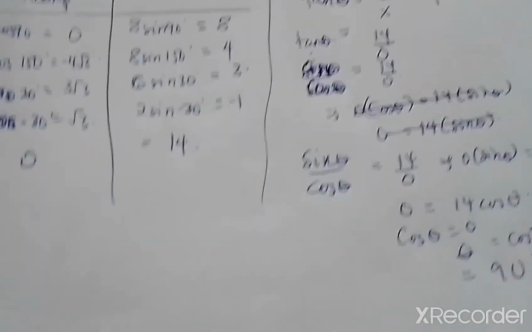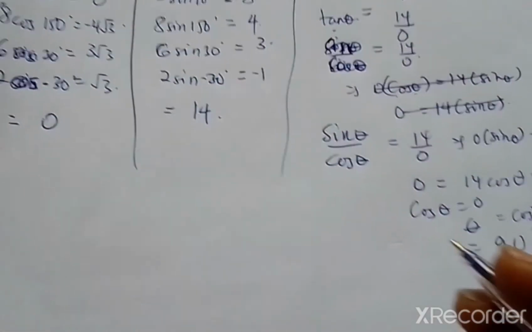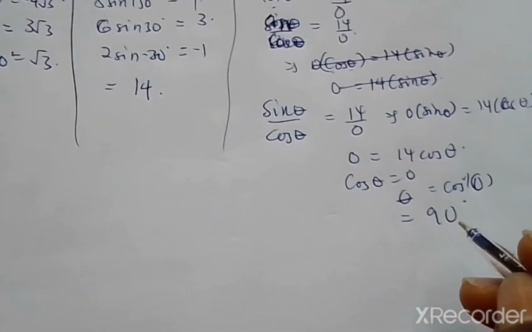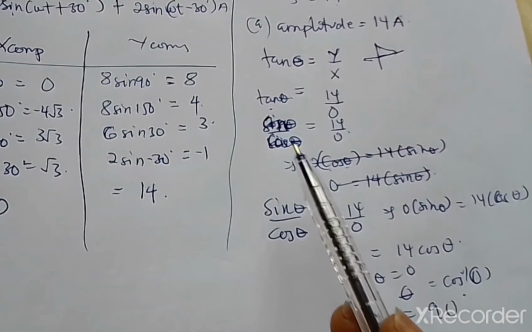So we can say that the phase angle between the voltage and the current is going to be equal to 90 degrees. This is the end of my video, and sorry for the simple errors I made.